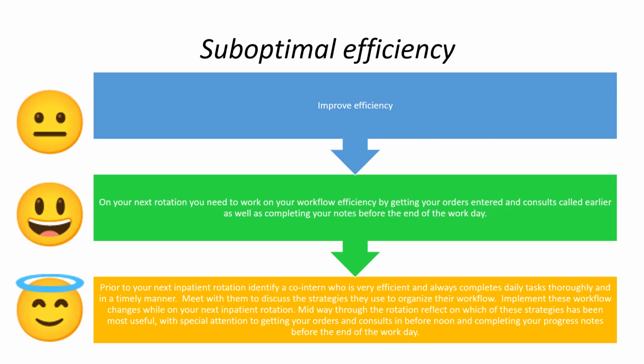So this is an example of a SMART goal. It's specific in that we're letting the trainee know what the outcome we are targeting is, which is to improve their efficiency. It's measurable, as the change being measured or expected is that the orders, consults, and notes are going to be done in a more timely manner.